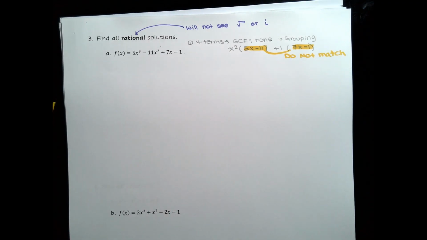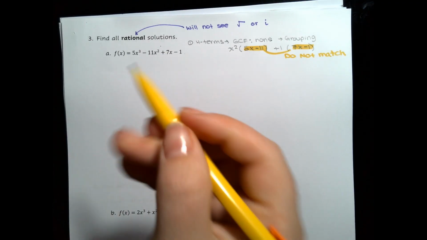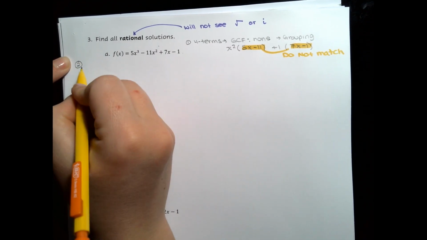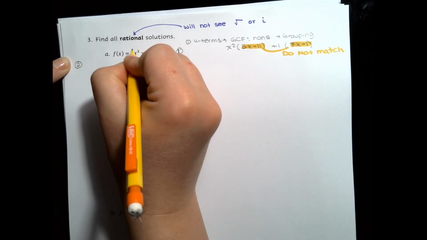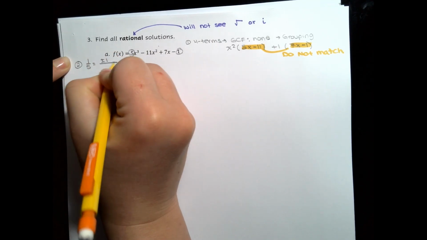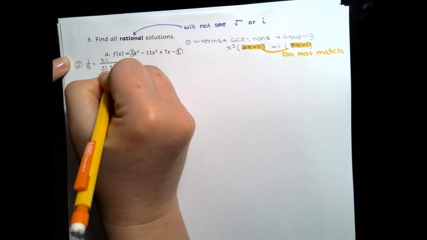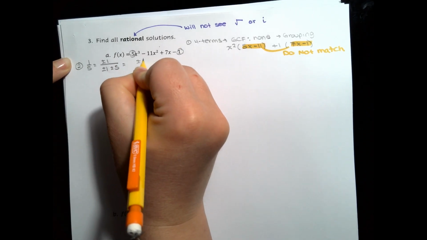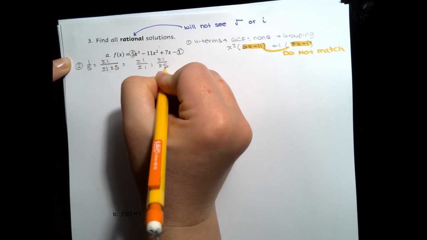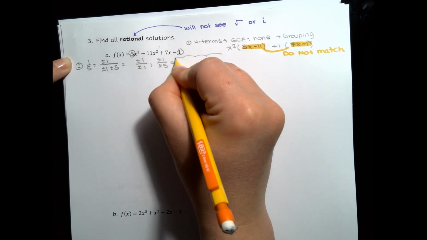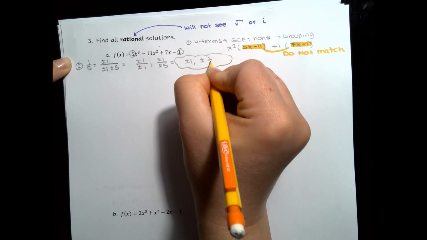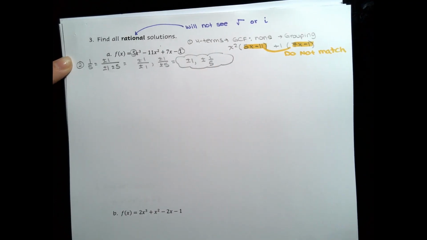Okay, since they do not match, we're going to continue with step number 2, which is the rational root theorem we just did in question number 2. So we're going to take 1, write it on top of 5. So I get plus or minus 1, plus or minus 1, plus or minus 5, which gives me plus or minus 1 over 1, plus or minus 1 over 5, which means my possible roots are plus or minus 1 and plus or minus 1/5.